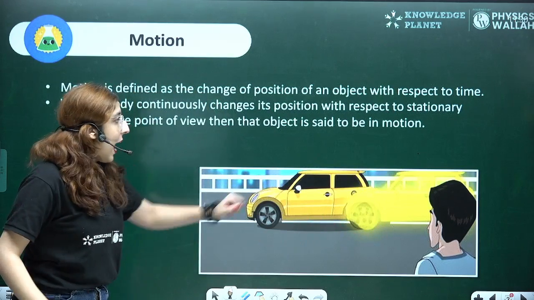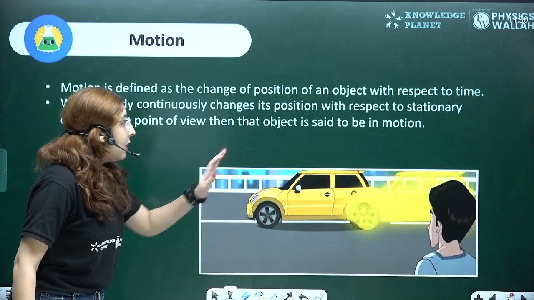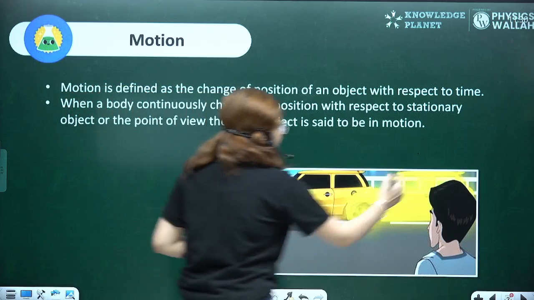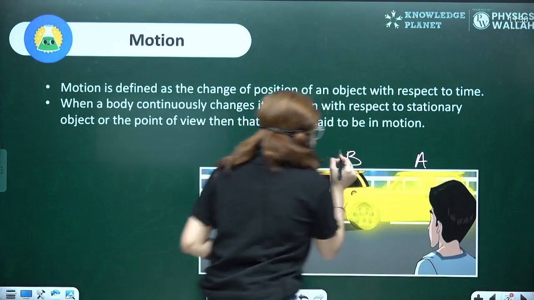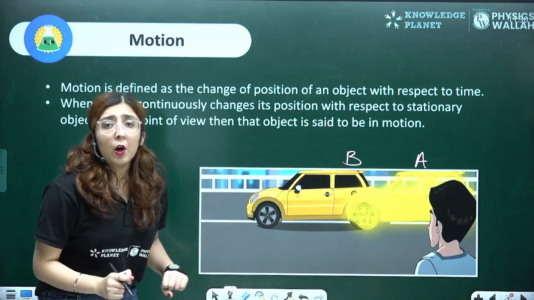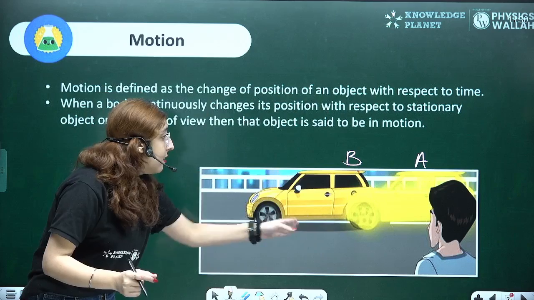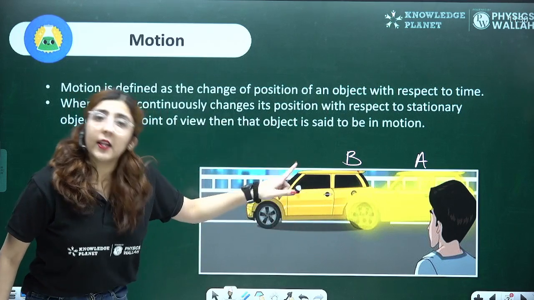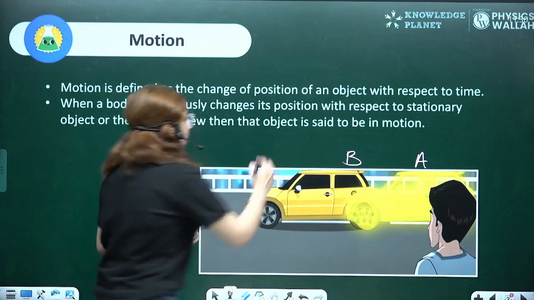So over here, have a look. There is a boy. Okay, this boy is trying to observe a car. Have a look over here. The car is changing its position from A to B. Right? Now you are going to say, yes, the car is in motion. The boy can observe it, and for the boy, the car is in motion. Right?